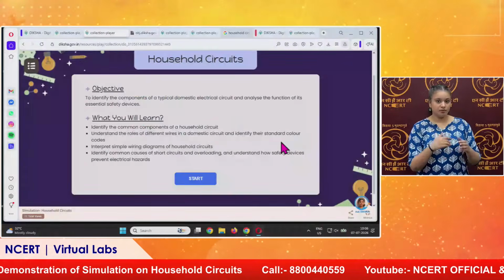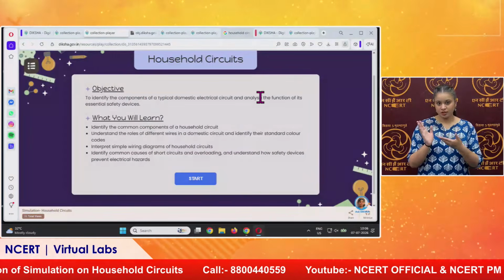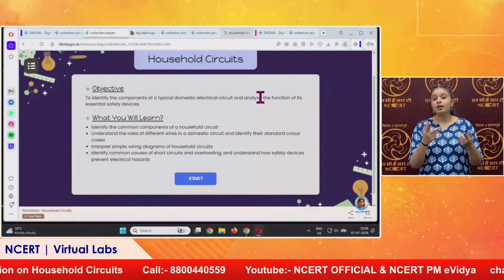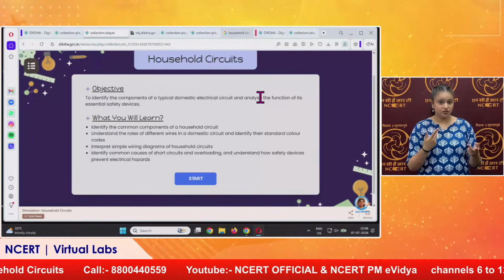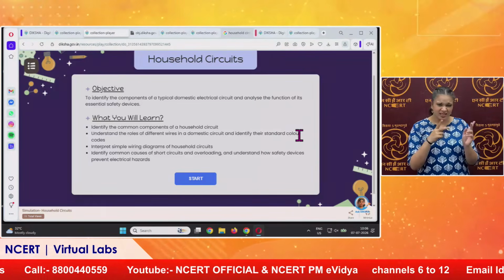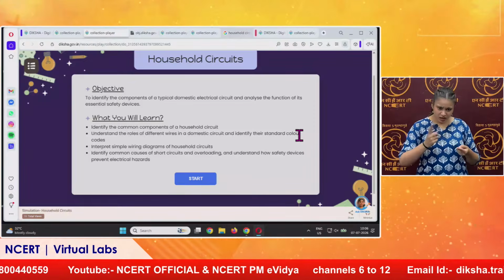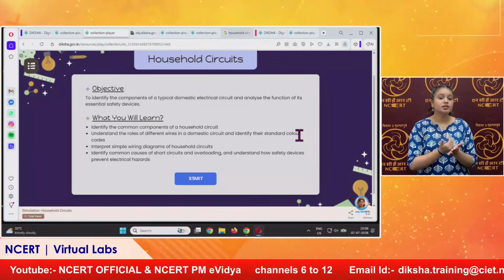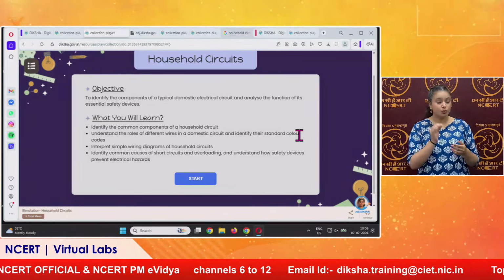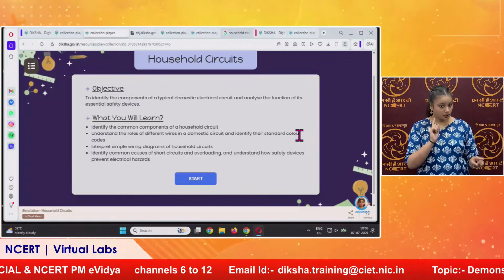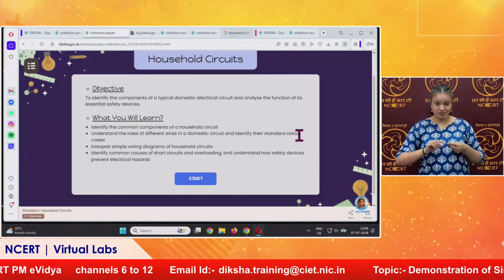You can see this household circuits lab. The objective of this lab is to identify the components of typical domestic electrical circuits and analyze the function of each of its safety devices, because it is very important for a student to understand how the current flows through the circuits and what the key components of household circuits are. So here we go now. Ma'am, circuits appear to be very complex as such, but I think through virtual labs we can simplify this topic.